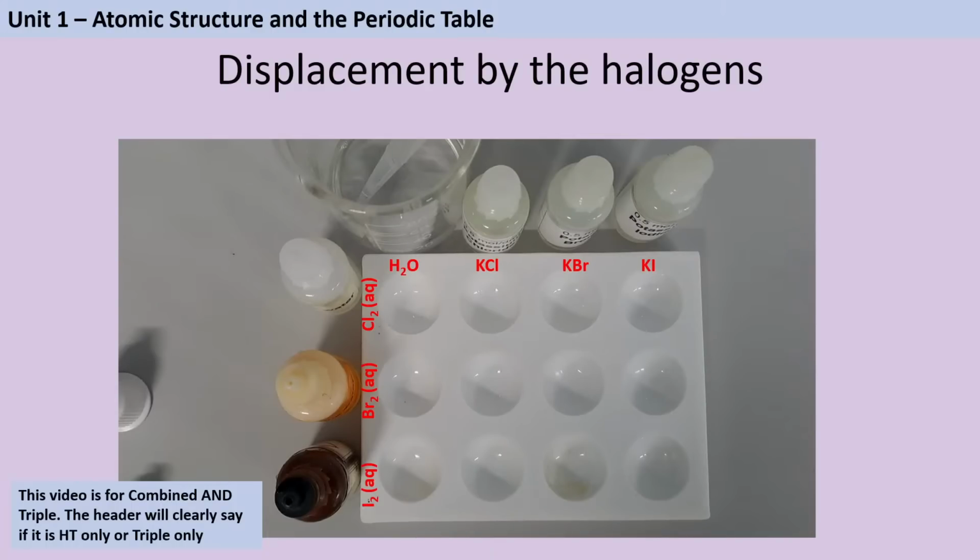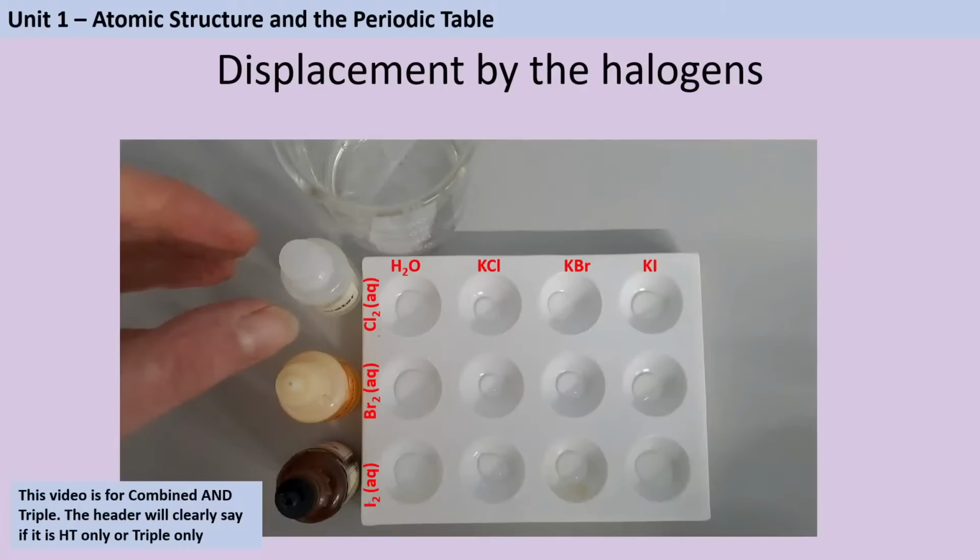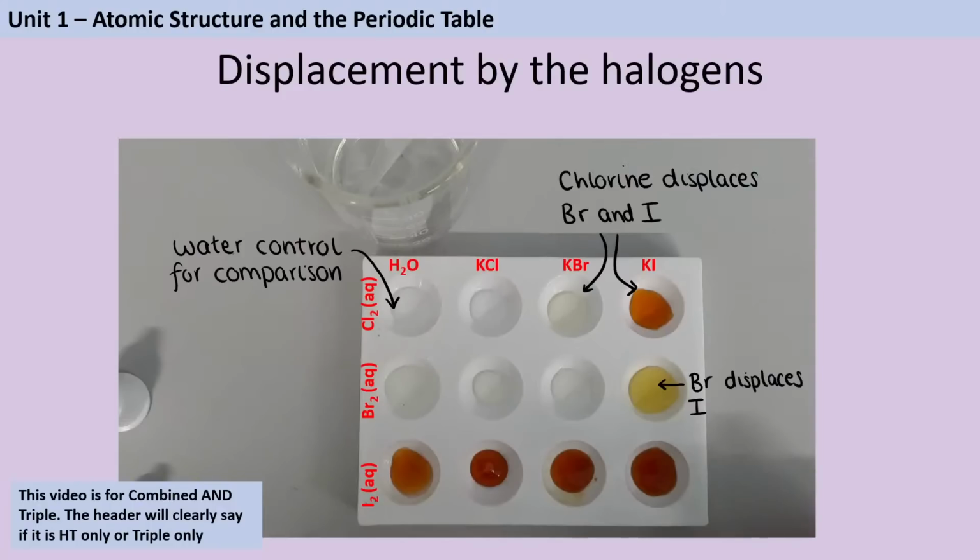Right, so this is where I'm going to show you that you can displace halogens from their compounds using a halogen that is higher up in the table. Here I've put some salt solutions in the spotting tile, and then I'm going to add the halogen solutions to those. There's a water control on the left hand side, and that shows me what it should look like if there's no reaction. And then you can see that in the top row, the chlorine has managed to displace the bromine and the iodine, and then the bromine has been able to displace the iodine as well.